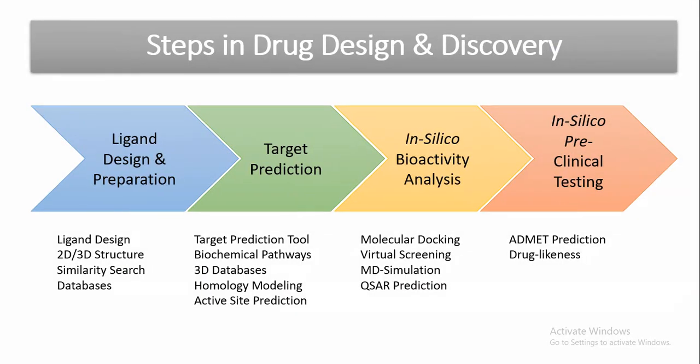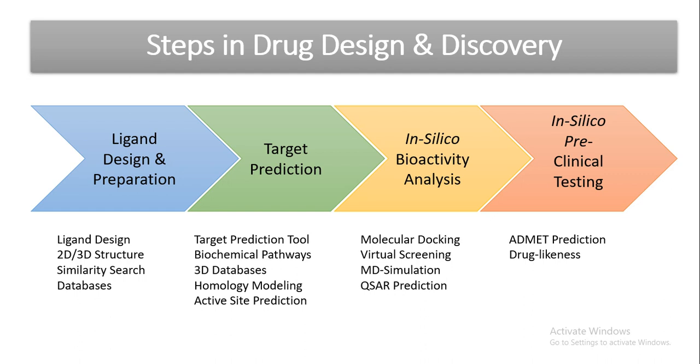Number one, we should know what the different steps are during in silico drug design and drug discovery. The first one is ligand design and preparation. For this, we can design our ligand through computational means. We can draw 2D or 3D structures. We can do a similarity search for our ligand or compound, search through different databases, and retrieve different ligands from the databases.